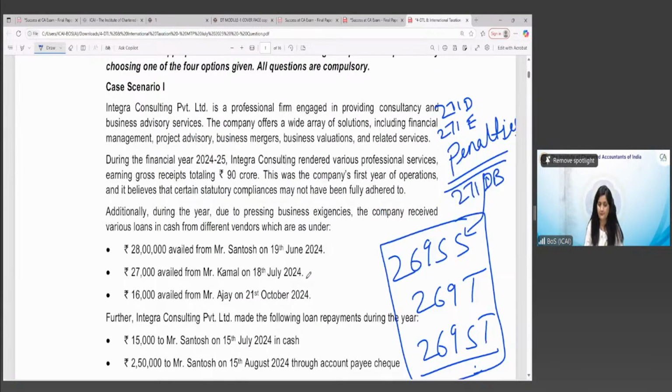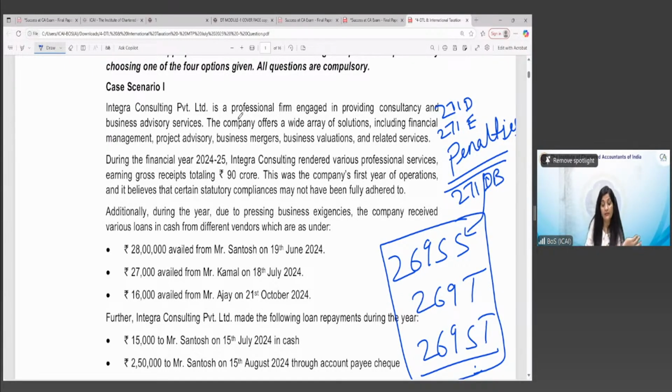So here let me just read you. I want you to answer first, then definitely I will explain also. Here, Integra Consulting Private Limited is a professional firm providing consultancy and business advisory services. It offers a wide variety of solutions, including financial management and so on.